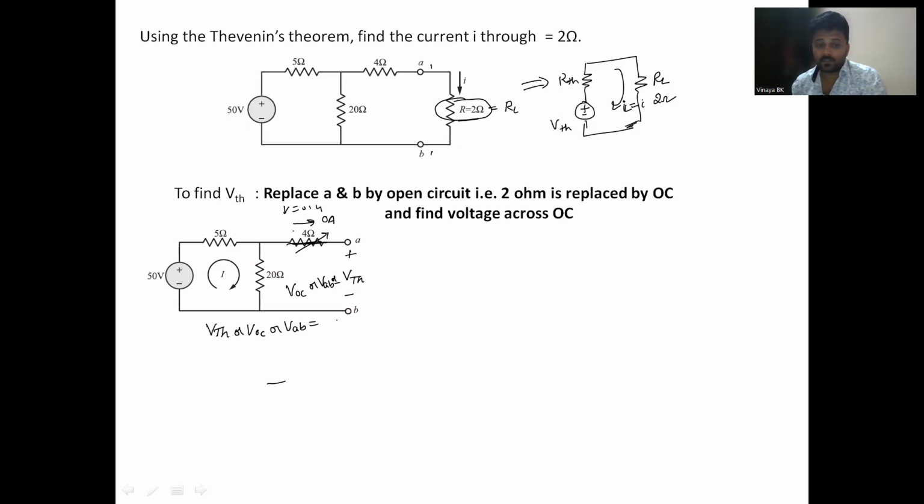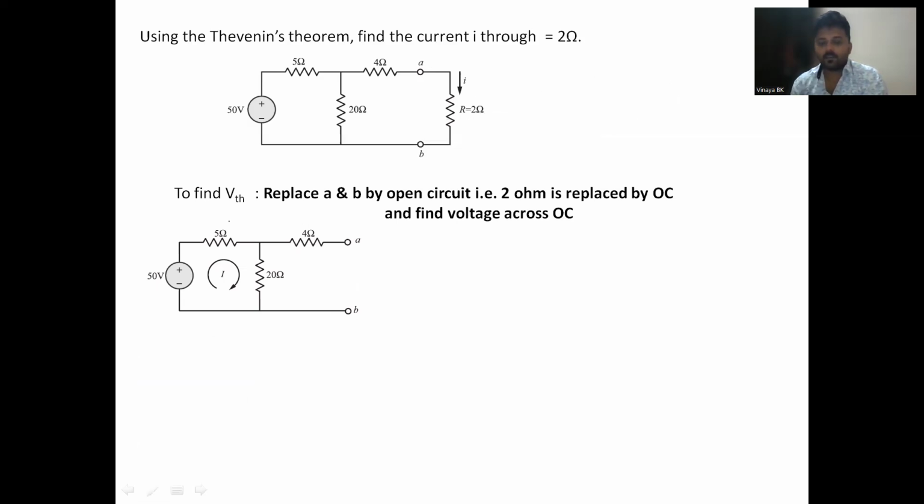So VTH is given by 20 into the current flowing through this. I am assuming that I is flowing here. That is nothing but 20 into I is your VTH. So ಆಗ VTH find ಮಾಡಬೇಕು ಅಂದ್ರೆ I value ಗೊತ್ತಾಗಬೇಕು. So that is what you are doing now. So let us say everything now.